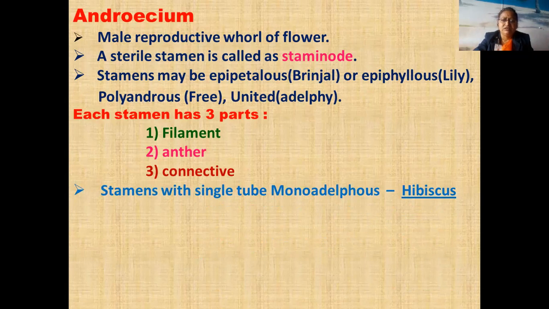If these stamens are united, it is called adelphous. These stamens are united to form a single tube, that is, filaments are united, anthers are free, and it forms a single tube called monadelphous. Example, hibiscus. If there are two tubes, it is called diadelphous.